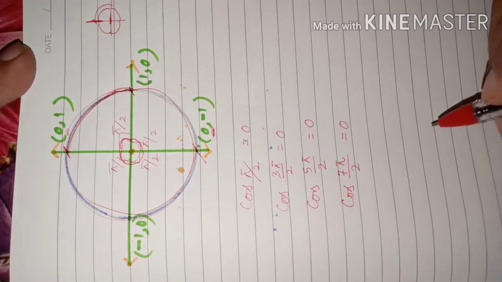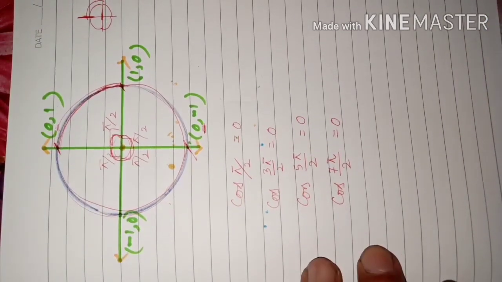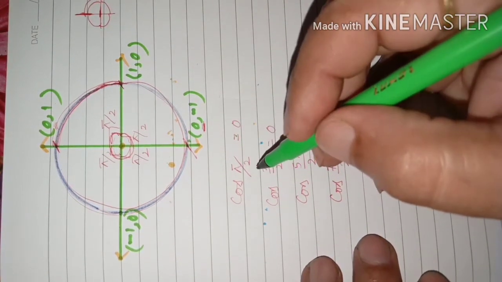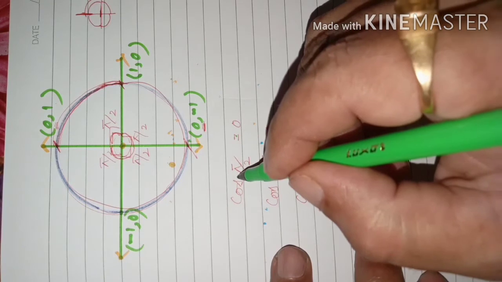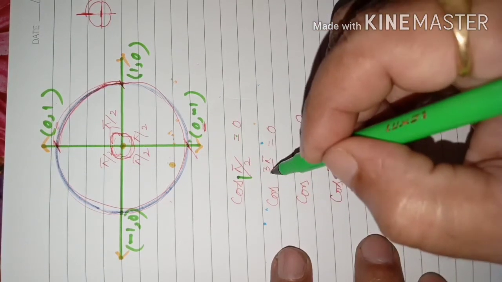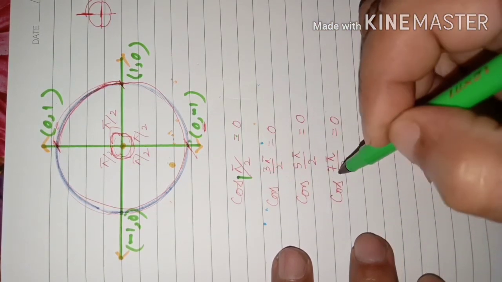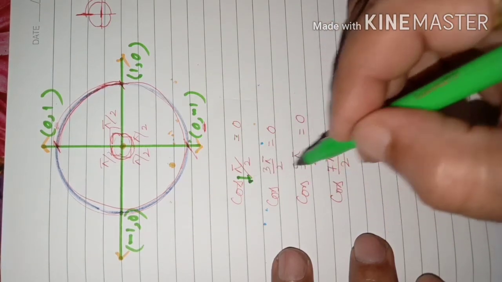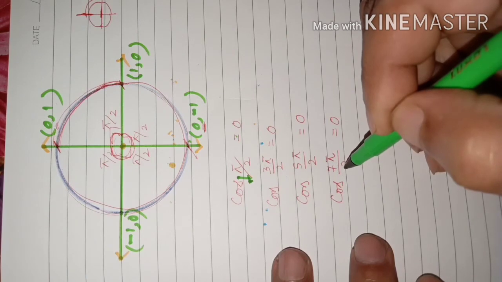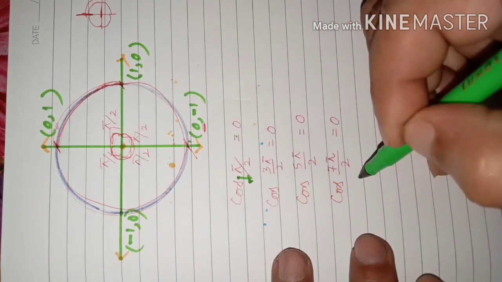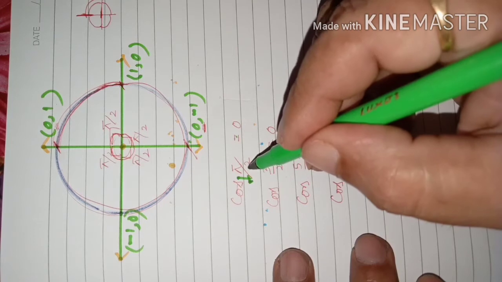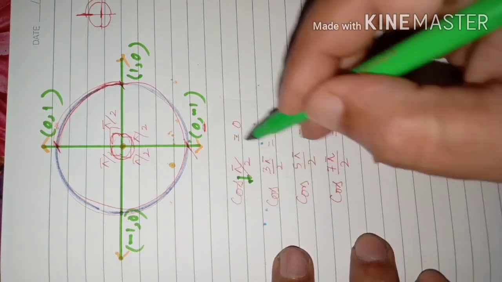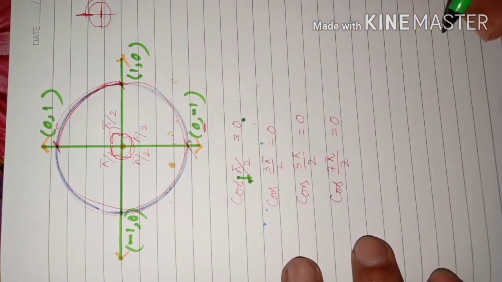Have you understood, dear students? Something you are noticing here. What is that very important thing that you are noticing? Pi by 2, 3 pi by 2, 5 pi by 2, 7 pi by 2. What type of numbers are 1, 3, 5, 7? These are all odd numbers. Odd numbers multiplied with pi by 2, and cos of that angle will always give 0.